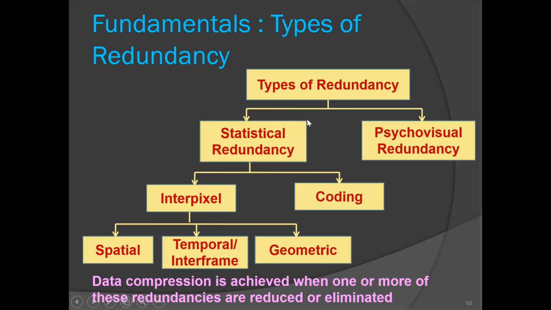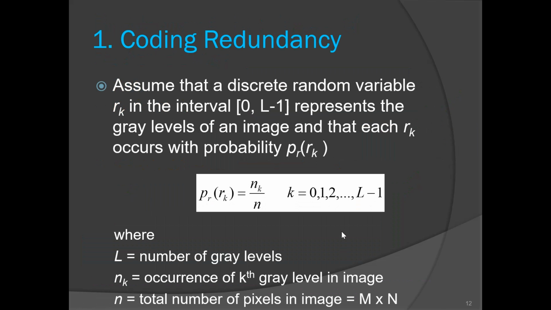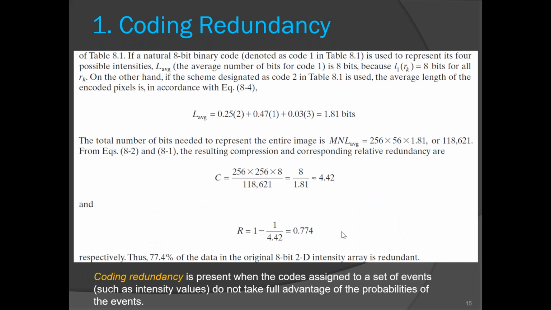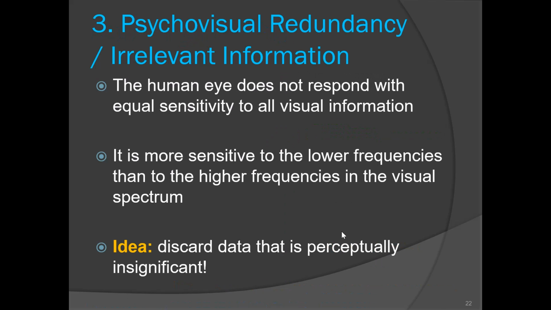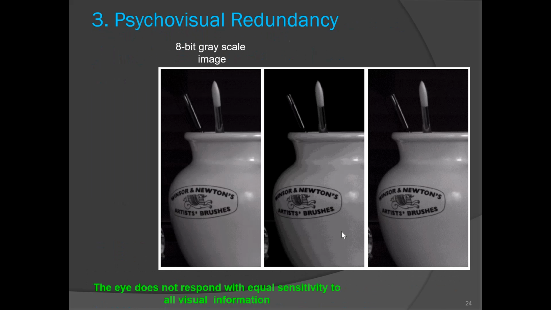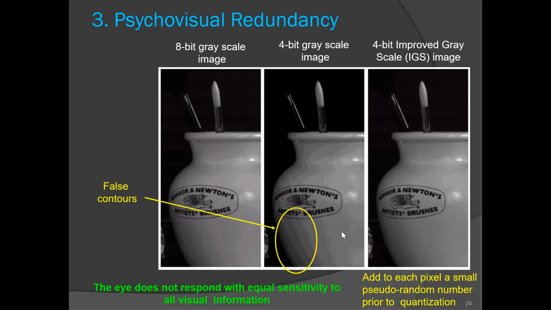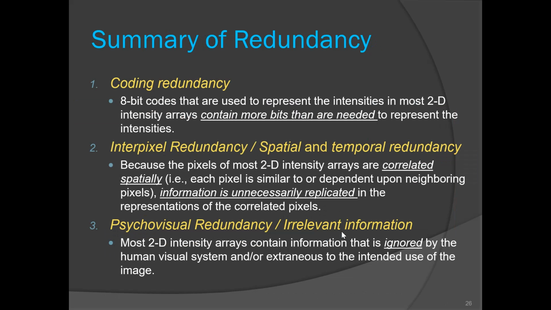Then we have seen this tree diagram where we have shown different types of redundancy, and we are interested in these three types of redundancy. And any data compression model will try to reduce or eliminate any one or more of these redundancies. Then we have seen these three types of redundancy in detail with examples. Now let us summarize those redundancies.